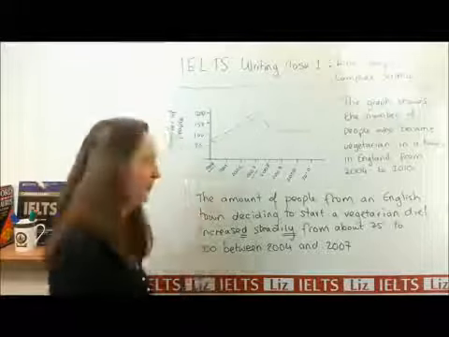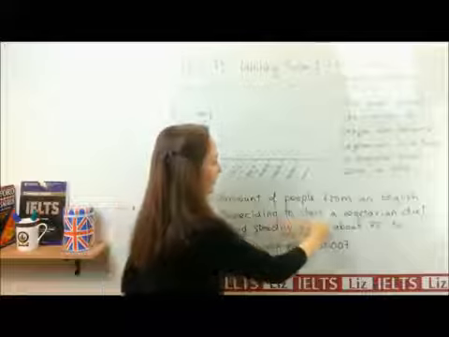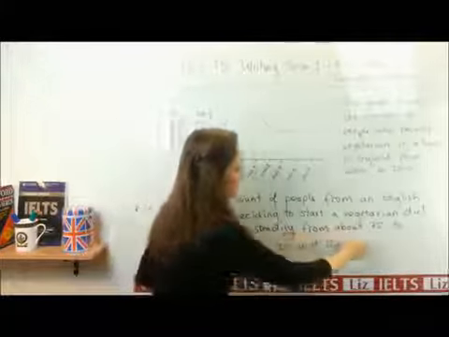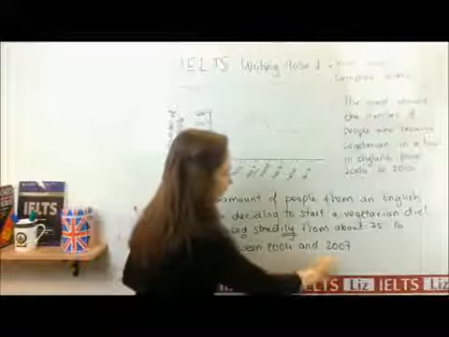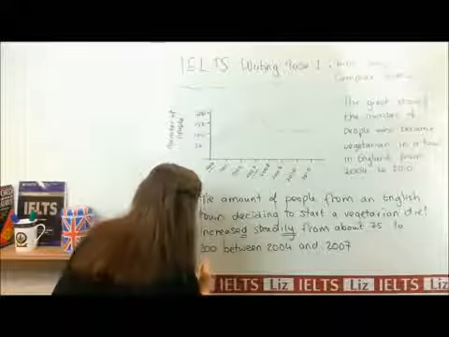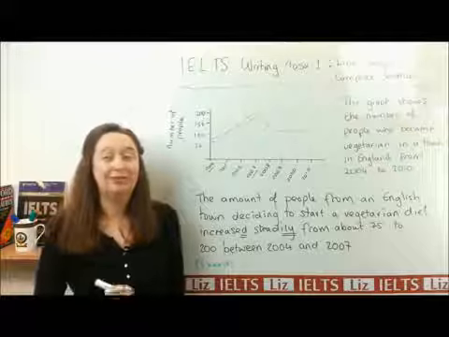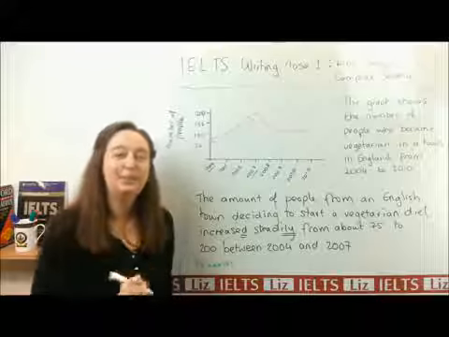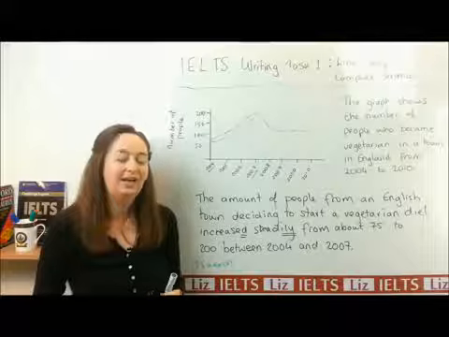Let's see how many words we've got. 1, 2, 3, 4, 5, 6, 7, 8, 9, 10, 11, 12, 13, 14, 15, 16, 17, 18, 19, 20, 21, 22, 23, 24. That's 25 words. So that's very good length for a complex sentence. But we can add a little bit more to this sentence. Can you think what information we haven't given?